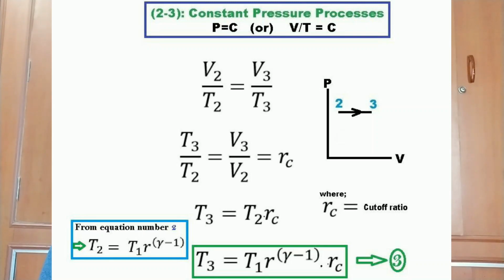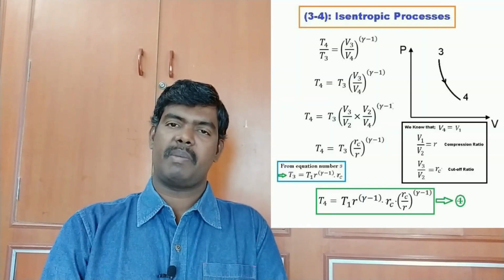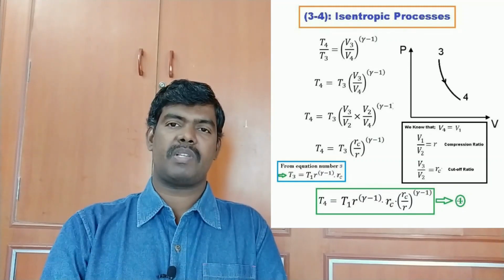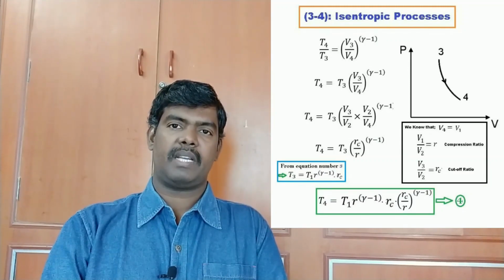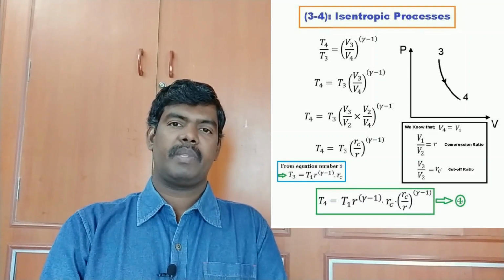Therefore, substituting here, finally we get T3 is equal to T1 into r^(γ-1) into rc, which is equation number 3. So now we have determined the T2 value in terms of T1, and the T3 value also in terms of T1. Now process 3 to 4 is also an isentropic process, PV^γ equals constant. So the same temperature versus volume relation we substitute here, but the states are 3 to 4.